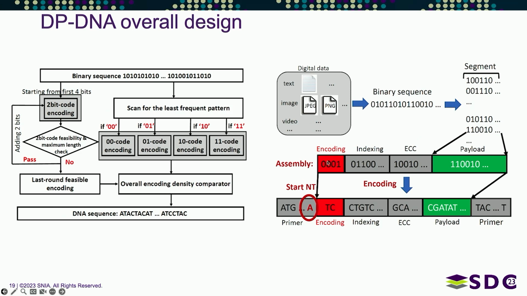One thing I want to emphasize here is that we have an encoding field to indicate which type of encoding scheme we are using for this DNA string, because we need an indicator to say whether this DNA string uses the 1-1 code or the 2-bit code. And during the decoding process, or the sequencing and read process, we can recover the data from the nucleotides back to the binary data.